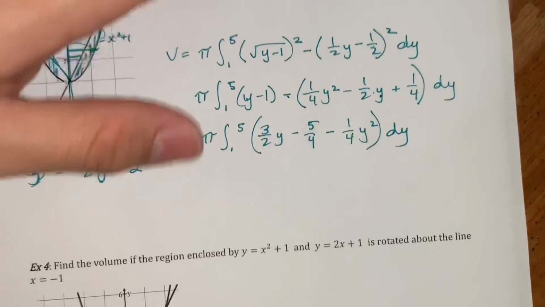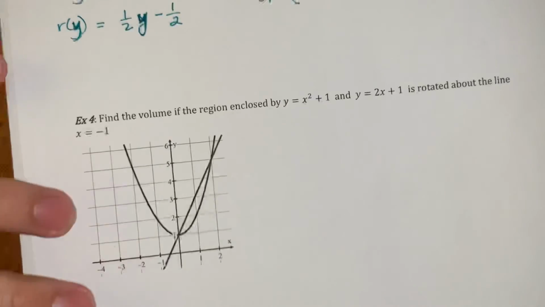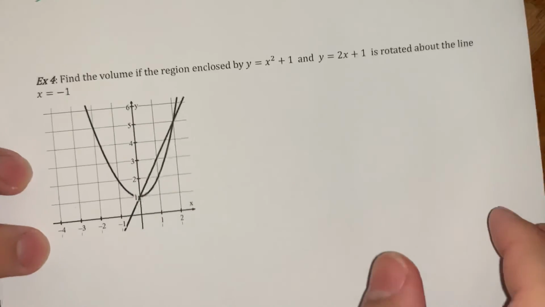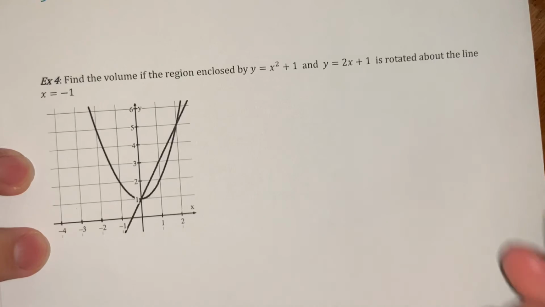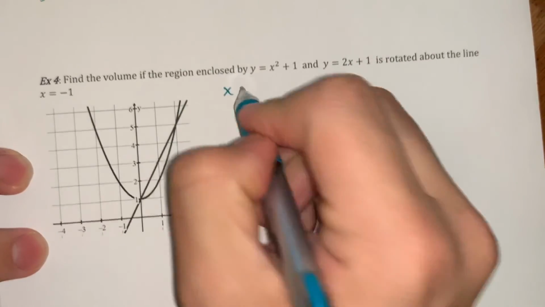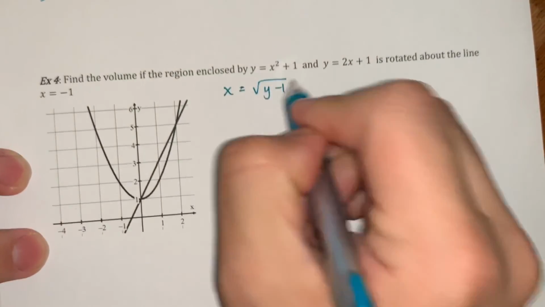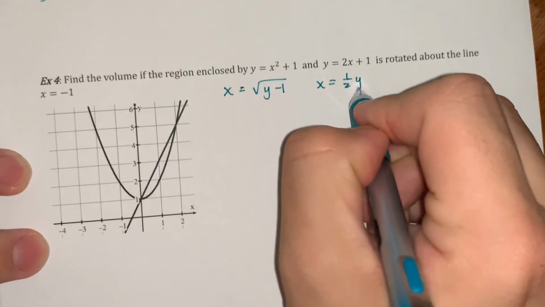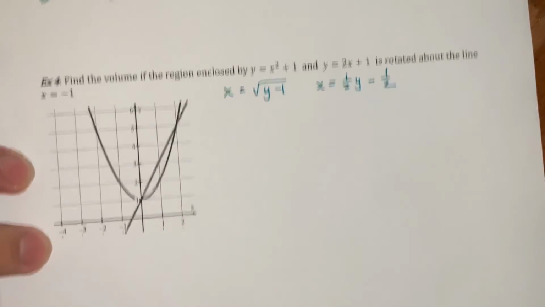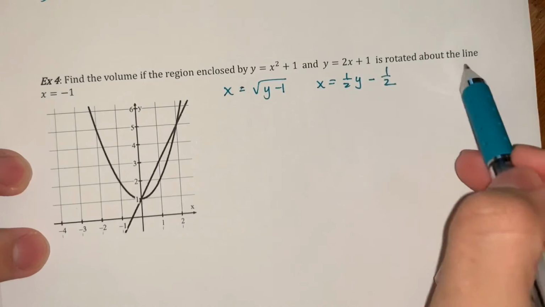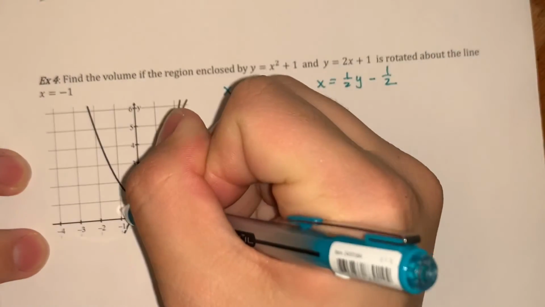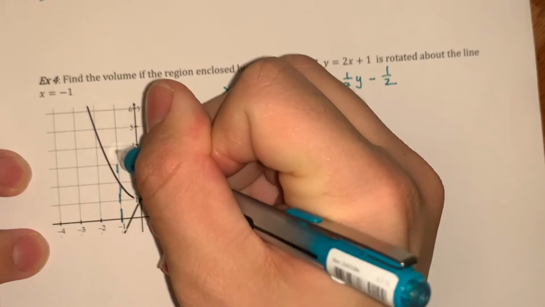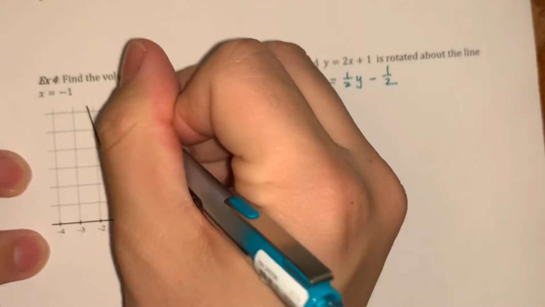And so the final example that I want to go over is this one, where you'll notice the same two functions, right? So I'll just rewrite it for you guys here. x is equal to the square root of y minus 1, and x is equal to 1/2 y minus 1/2. But this time they want you to rotate about the line x equals negative 1. So this time you're going to rotate it around this vertical line.